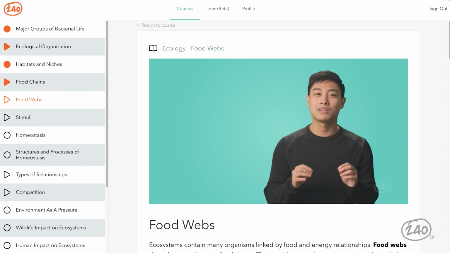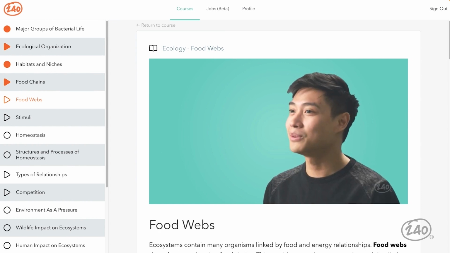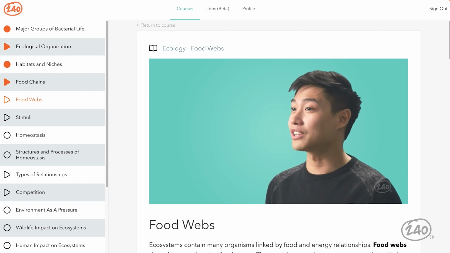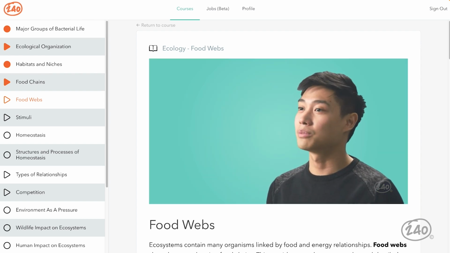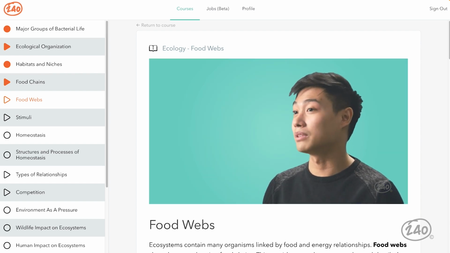Ecosystems contain many organisms linked by food and energy relationships. Food webs show these overlapping food chains. Therefore, a food web provides a much more complex and detailed picture of how energy flows from producer to other organisms. These can be useful to determine the impact of removing a population.